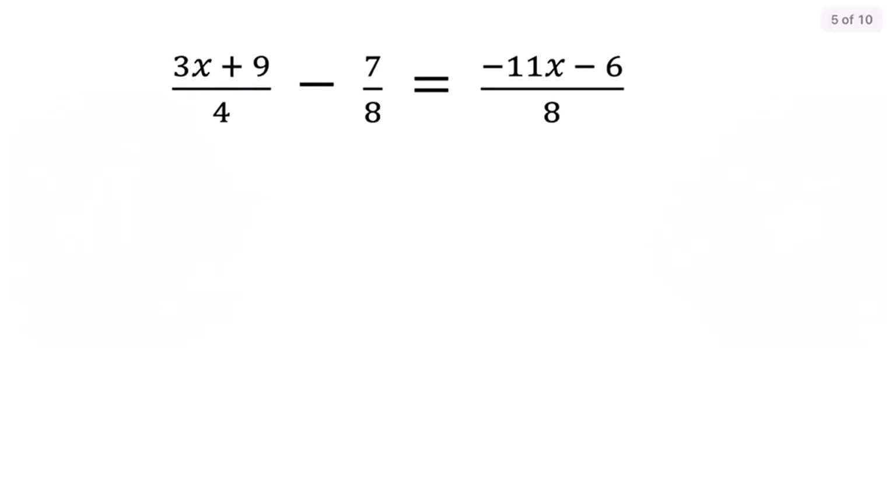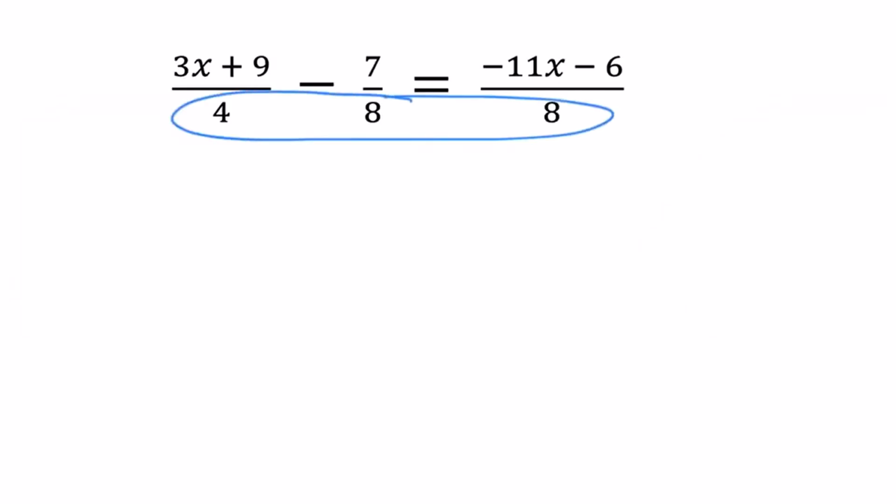Solve (3x + 9)/4 - 7/8 = (-11x - 6)/8. So here we have fractions. We want to clear out all of these fractions at the same time. To do that, we need to look at the denominators.